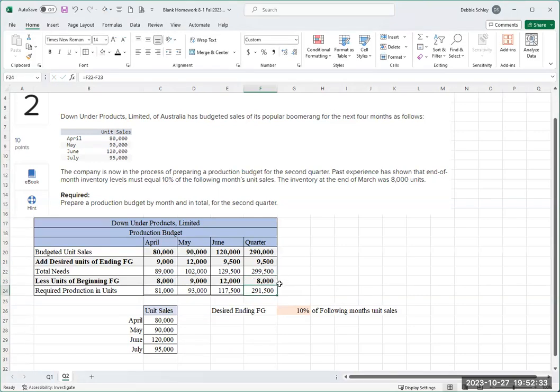Okay, so let's go over that again. So this is the beginning finished goods inventory for April. So right there, the 8,000. Ignore what I did before. This is right. And then the ending is the ending for June. Okay, I feel much better about that. Okay, and that is everything that is required. Hope that helps.